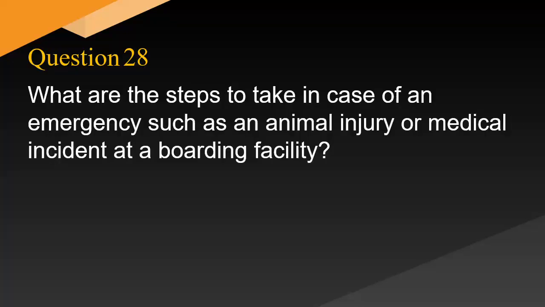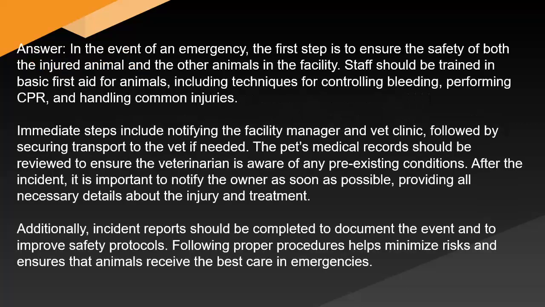What are the steps to take in case of an emergency such as an animal injury or medical incident at a boarding facility? Answer: in the event of an emergency, the first step is to ensure the safety of both the injured animal and the other animals in the facility. Staff should be trained in basic first aid for animals, including techniques for controlling bleeding, performing CPR, and handling common injuries. Immediate steps include notifying the facility manager and vet clinic, followed by securing transport to the vet if needed.